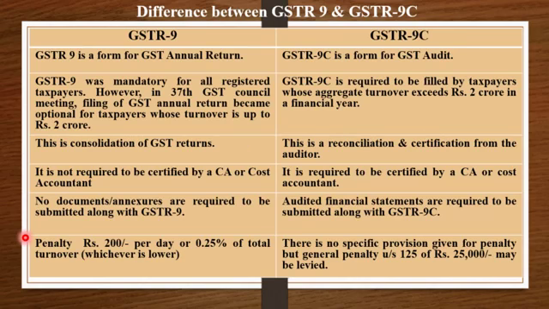Sixth difference is penalty. For GSTR 9, the penalty is rupees 200 per day or 0.25% of total turnover, whichever is lower. And in GSTR 9C, there is no specific provision given for penalty, but general penalty under section 125 of rupees 25,000 may be levied.